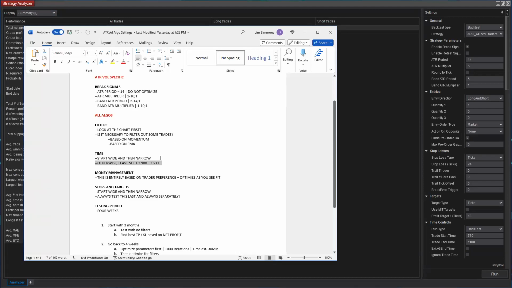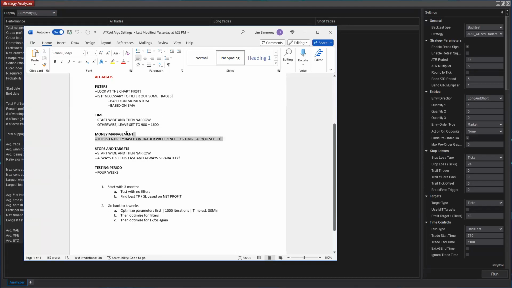Money management is entirely up to you as a trader. You need to decide what you want for money management. I would almost suggest optimizing with your money management parameters in place versus optimizing for money management. That's just my thoughts on it, but maybe there's a better way. Whatever works for you. There's no wrong answer here, but that's just my thoughts.